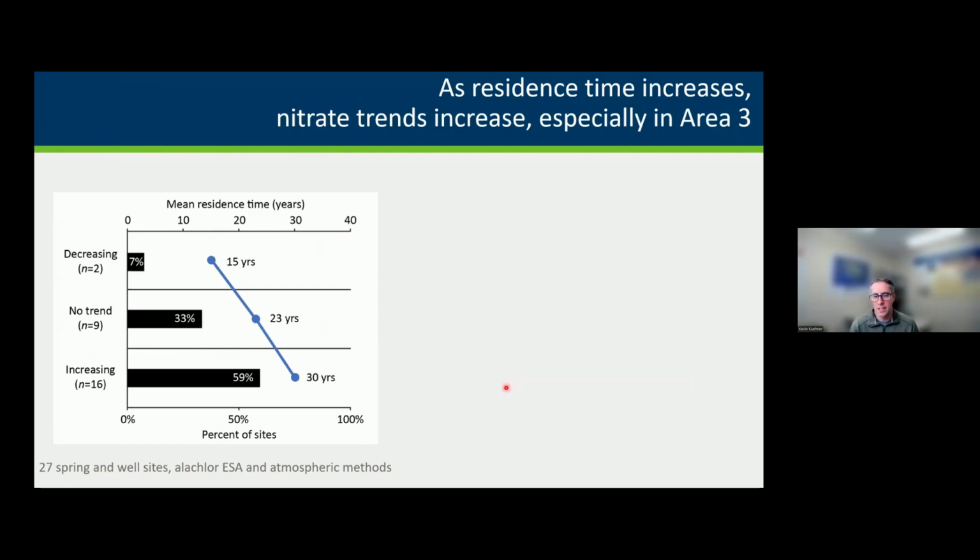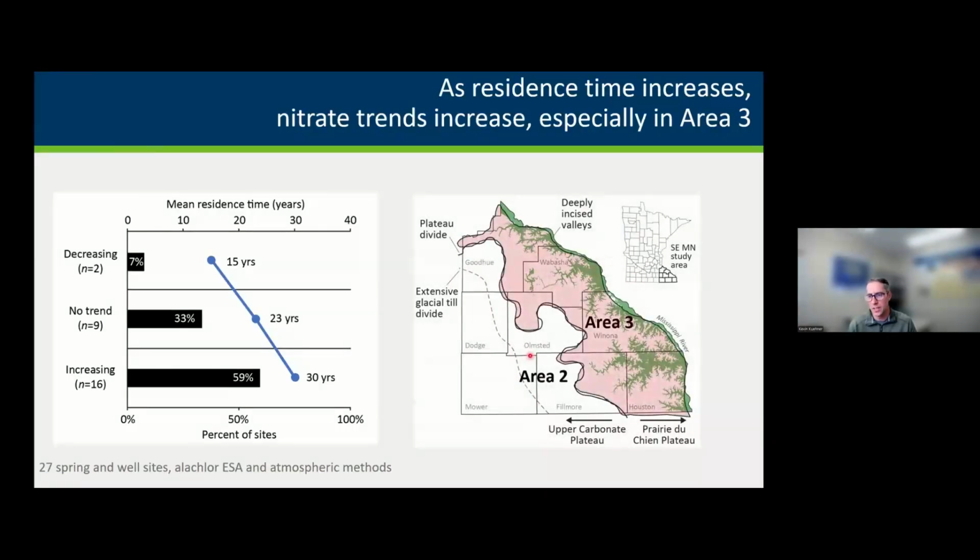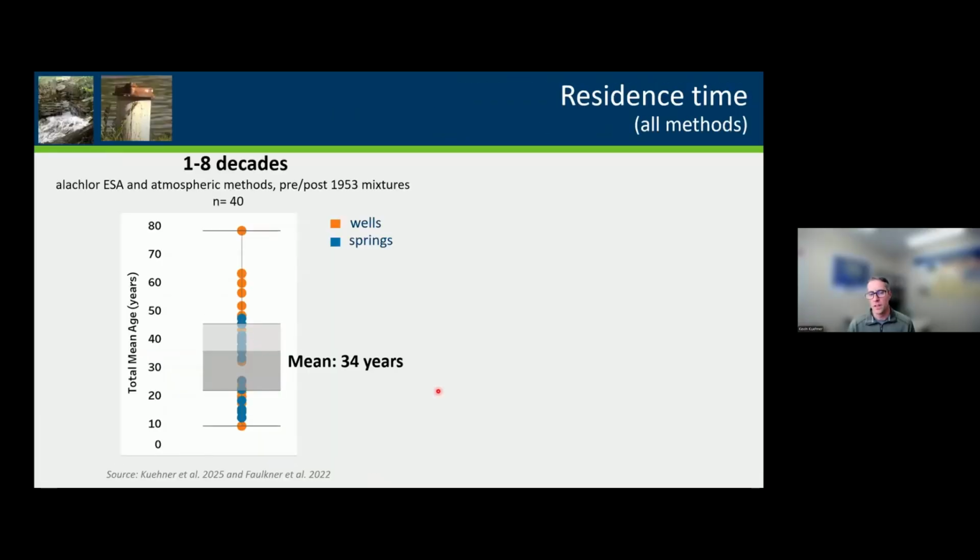Now, when we combine all this data together, not only the alachlor method, but also the USGS atmospheric tracer method, and where we have trend data, we find that there is a relationship there also with as residence time increases, the nitrate trends also increase. And this is especially the case in this area 3, or what we call the Prairie du Chien Plateau. And when we combine all the data where we don't necessarily have trend data, but we just have age data, this is both the alachlor method and the USGS method, we find that the mean age is 34 years across 40 different sites. This includes both wells and springs.